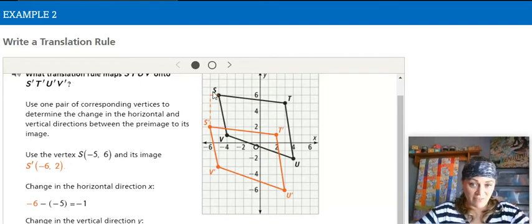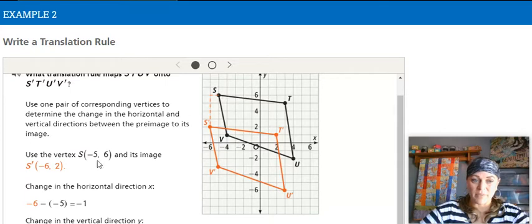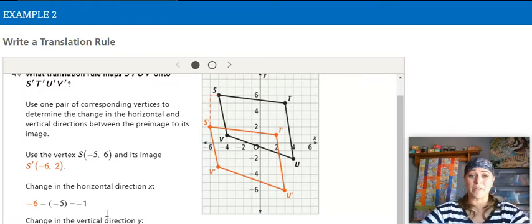But if you don't have a graph, then you would have to find the difference of each of the points. So let's look at the y. Let's pretend we don't have the graph, and I just have this point here, S. The y value is 6. S prime, the y value is 2. 6 minus 2 is 4. And you have to figure out, are you going up or down? You're going down. And that's what I counted. 1, 2, 3, 4, going down.